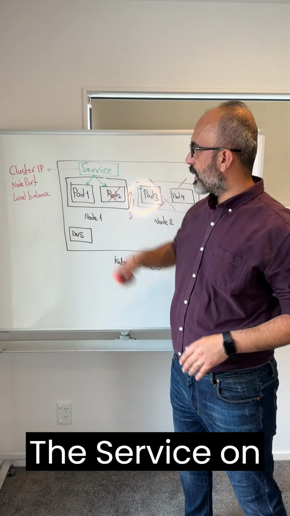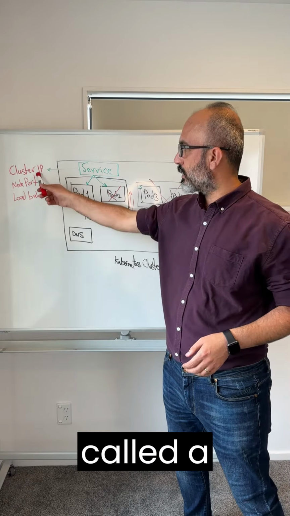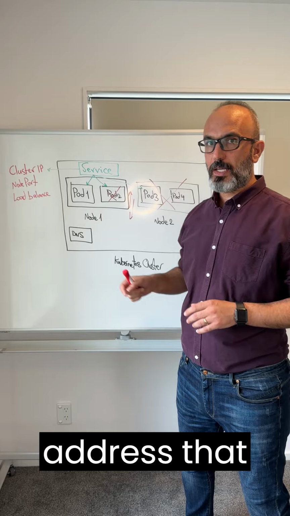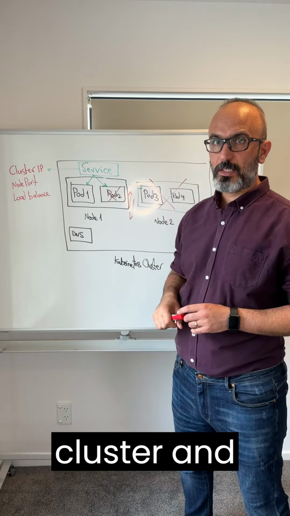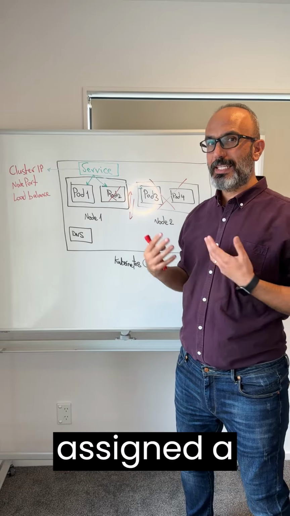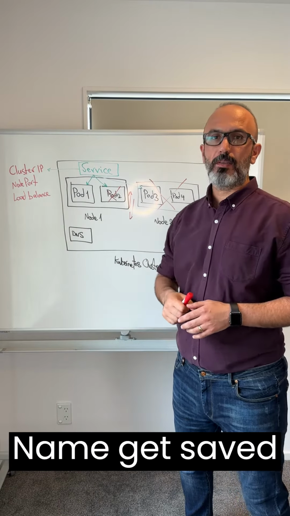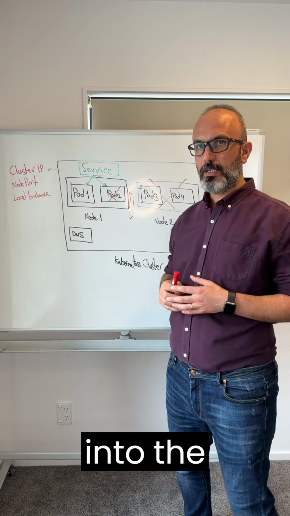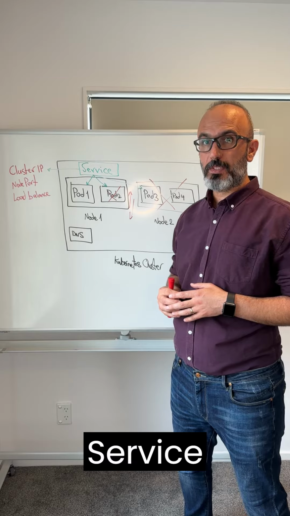The service on the other side gets assigned a stable IP address, normally called a cluster IP address, that is used to reach that service within the Kubernetes cluster. It's also assigned a name. Both the cluster IP address and the service name get stored in the Kubernetes DNS, which could also help us later on with service discovery.